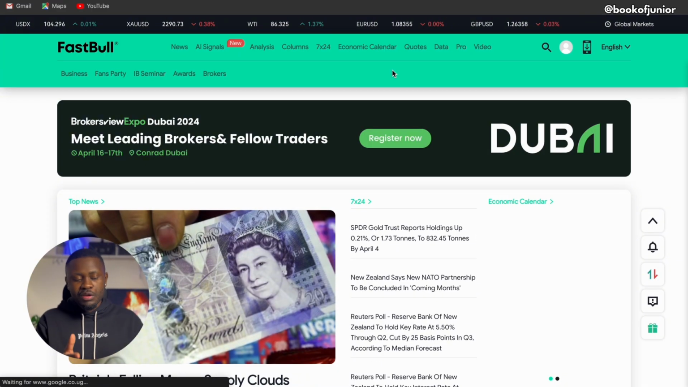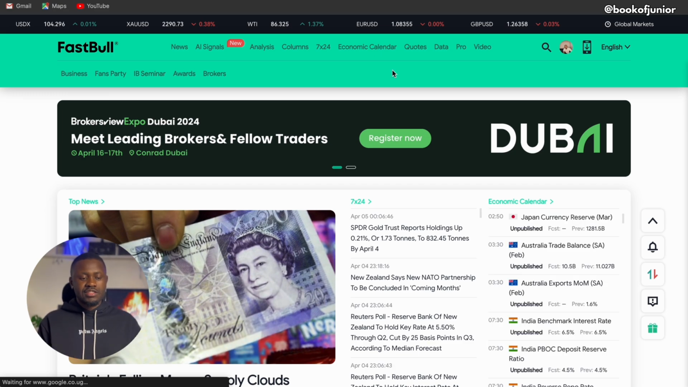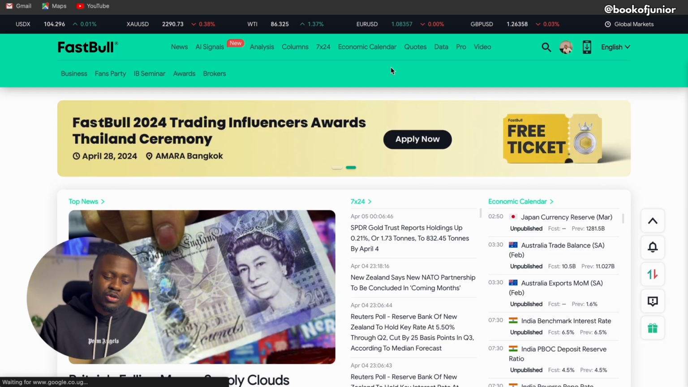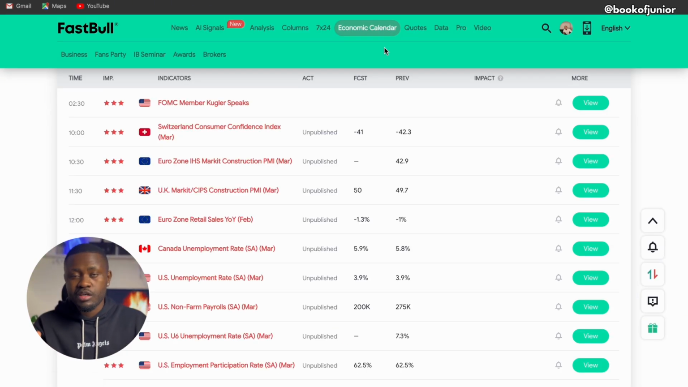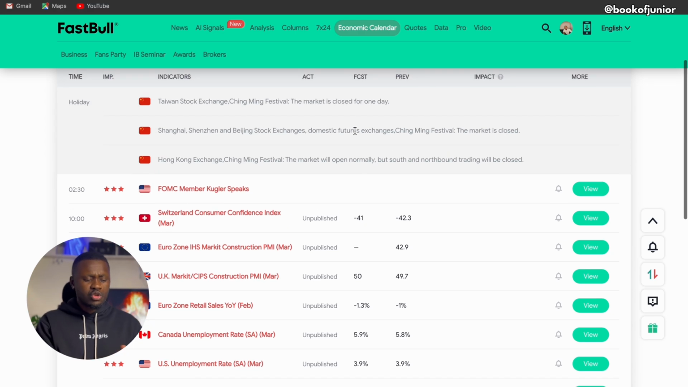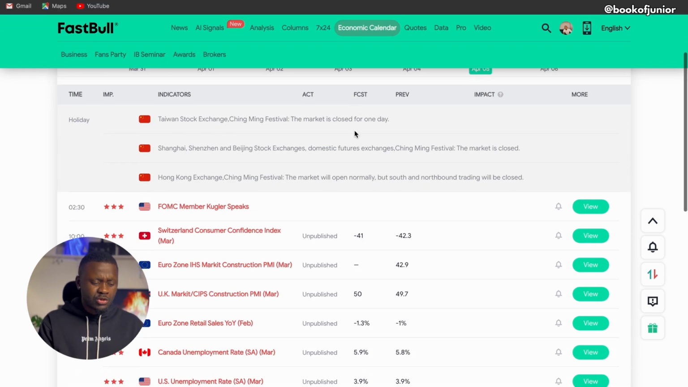Now, when I open my Fast Bull platform, as you can see, guys, the most important thing that I'm most interested in is the economic calendar. The reason why is this is where you're going to see the fundamentals. Fundamentals are very key when you're trading in the forex market, probably when you're trying to grow a small account. Now, when you open your economic calendar, you're going to see that there are so many news events laid out here, and you can see all these news.